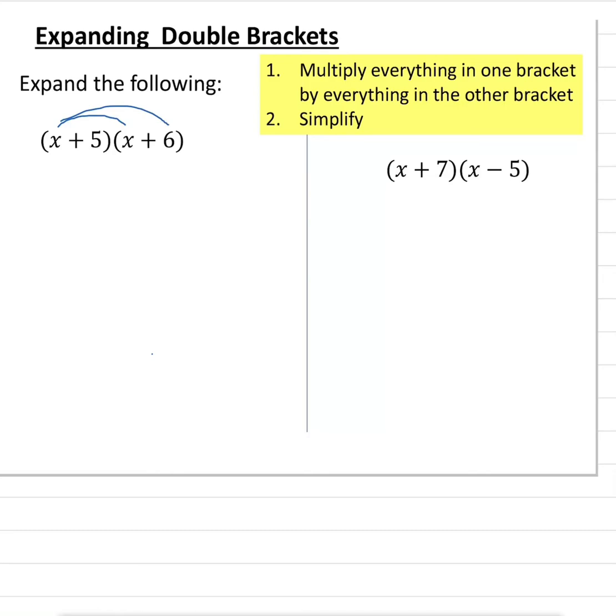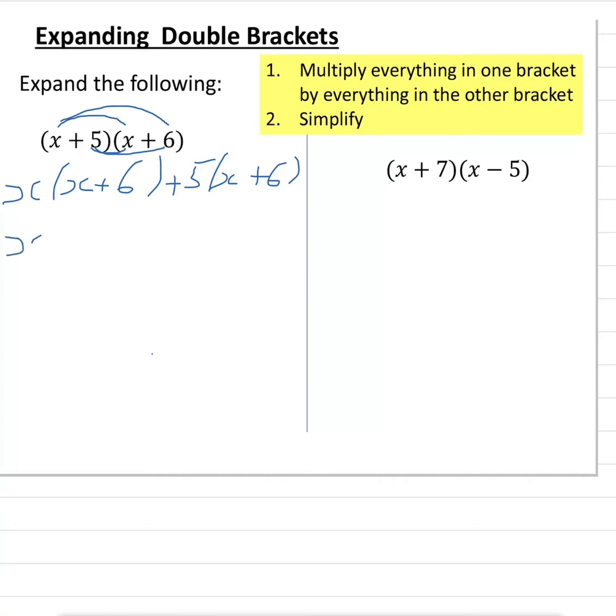To help us with this, I'm going to write it out a bit differently. So the x is being multiplied by x plus 6. And then I need to do the same with 5. So 5 times x and then 5 times 6. So let's write that out as well. So plus 5 times x plus 6. So you can see the x plus 6 is the same for both. Now let's expand both of these brackets.